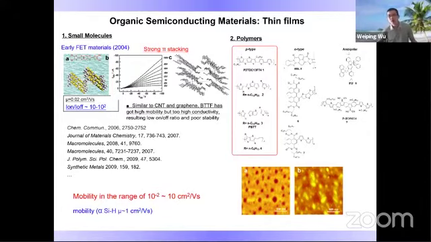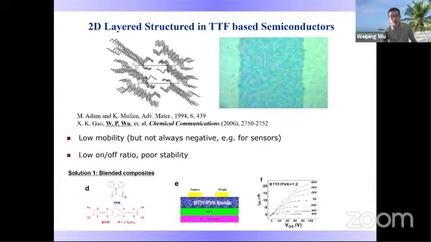For polymeric semiconducting materials, we can also develop p-type, n-type or bipolar polymeric material. But along this journey of studying these materials, in particular the TTF-based semiconducting materials, we made some achievements, but at the same time we found some problems. There are several challenges in developing this class of material. The first challenge is low mobility, and the second challenge is low on-off ratio and poor air stability.